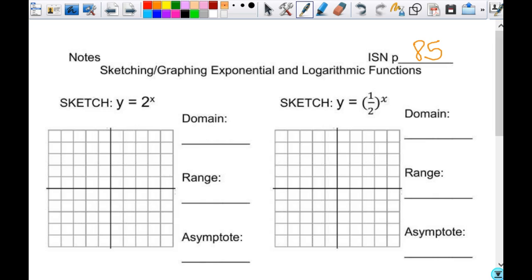We're going to start by looking at these parent functions, which was a review back when we did it early on, and then it's a review again. So I want you to start off by just going ahead and sketching these two. I'm going to give you a second to do that. You can look at your ISN. You can talk with your neighbor about it. Make sure you agree on how to sketch these two exponential functions.